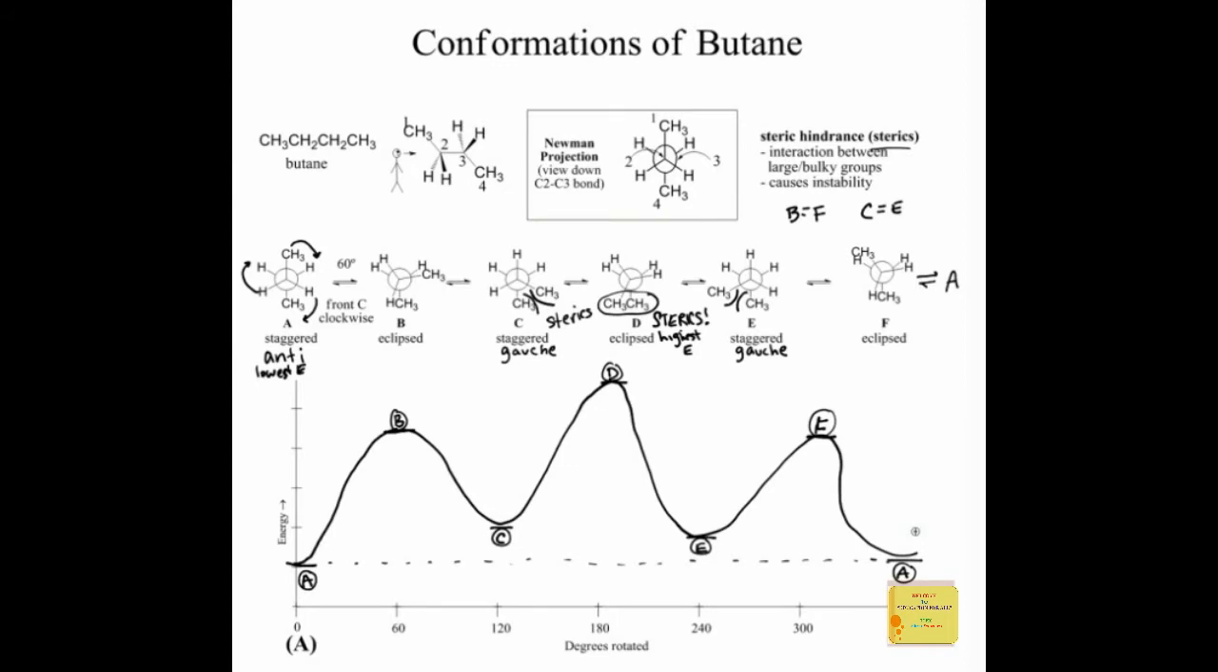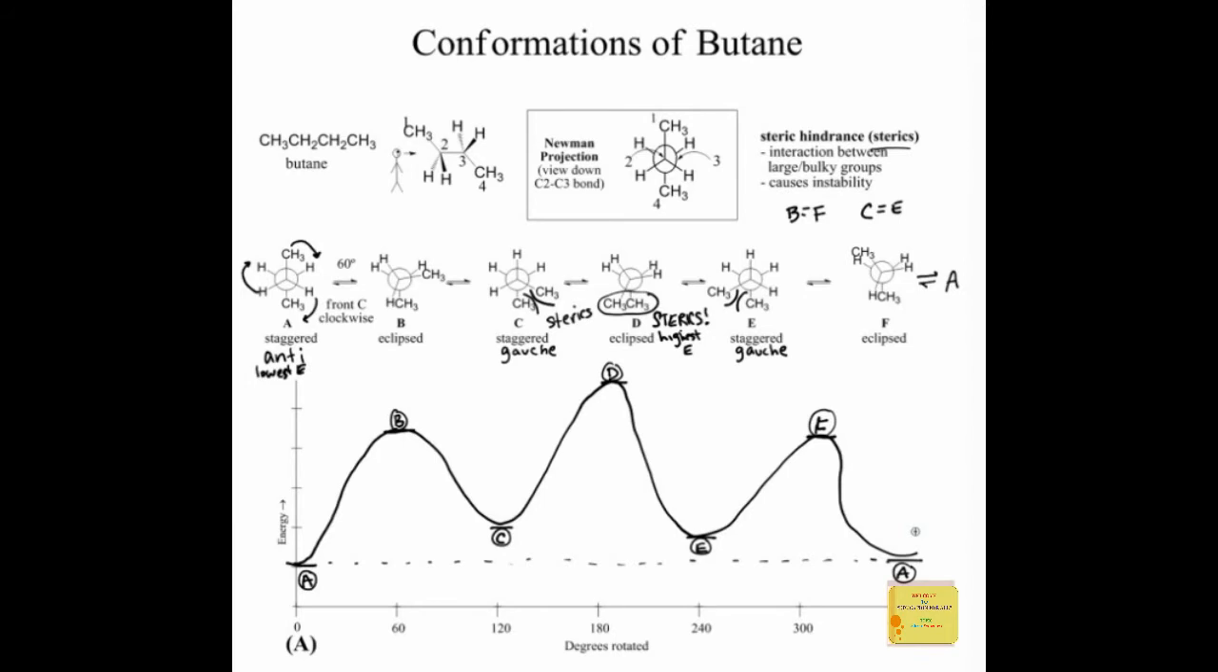And when we follow this path with our model, we're starting with the front methyl group straight up and the back methyl group straight down. And then we're going to be rotating this clockwise. So we're going to go up in energy to an eclipsed, and then back down in energy to a staggered. But this staggered is not going to be as good because we have this gauche interaction. We have a little steric interaction between these two methyls.